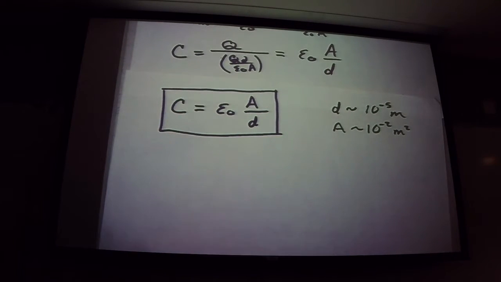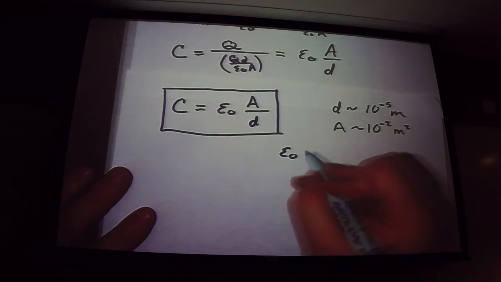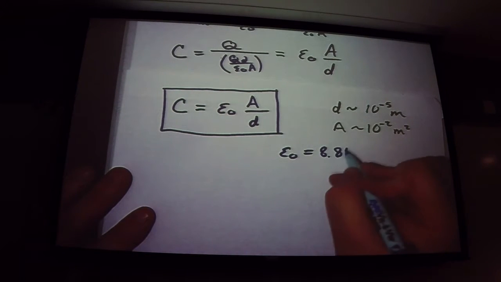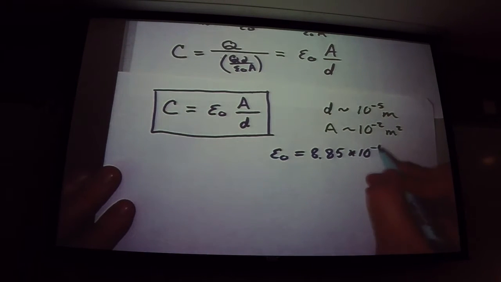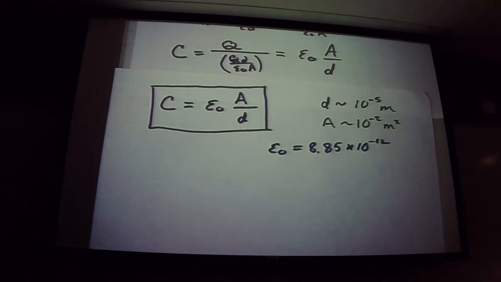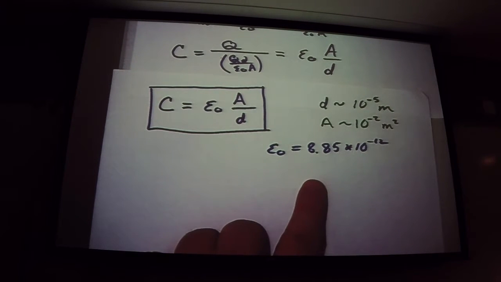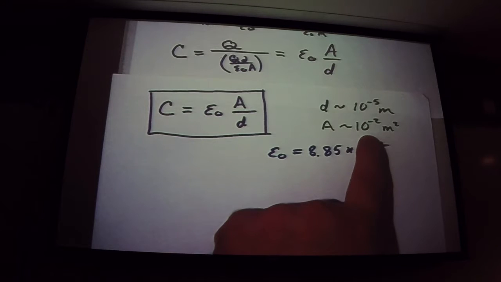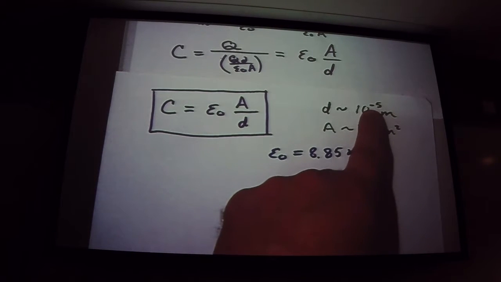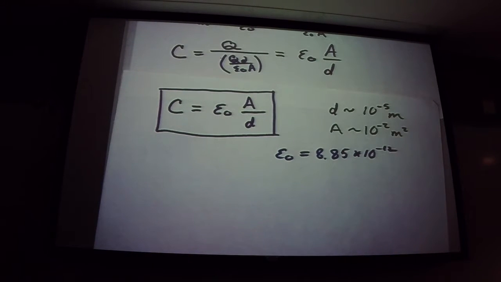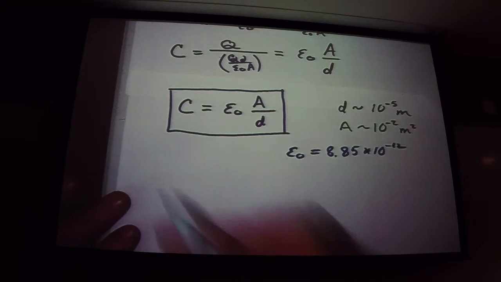if you notice, this epsilon naught term here is 8.85 times 10 to the negative, anybody remember? 12. That's what that is, about 10 to the negative 11. So even with this large area and a small distance, in terms of any everyday thing that you try to make, you're still going to get something on the order of 10 to the negative 9, nano.